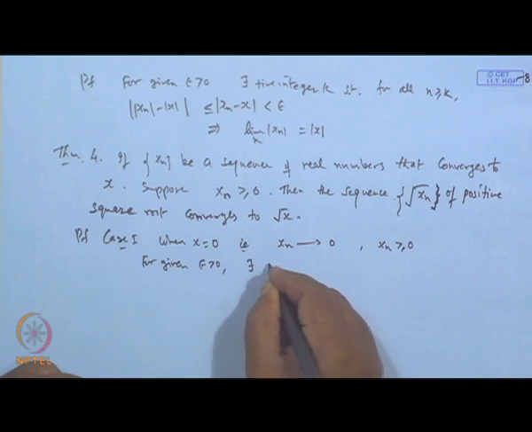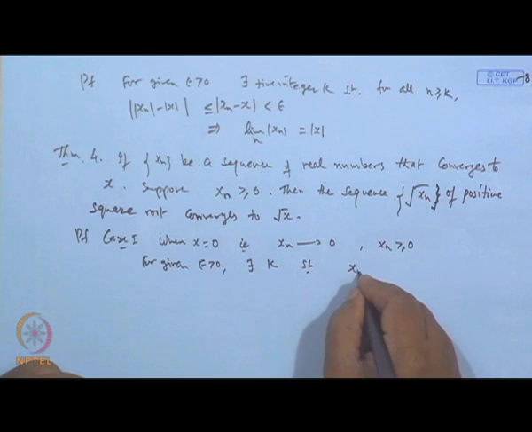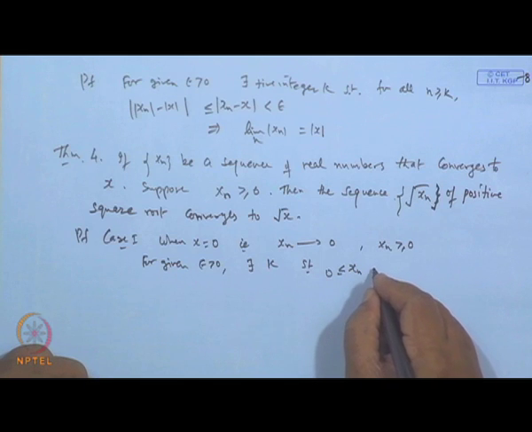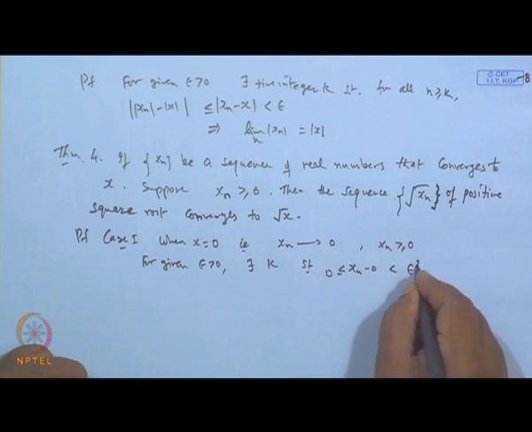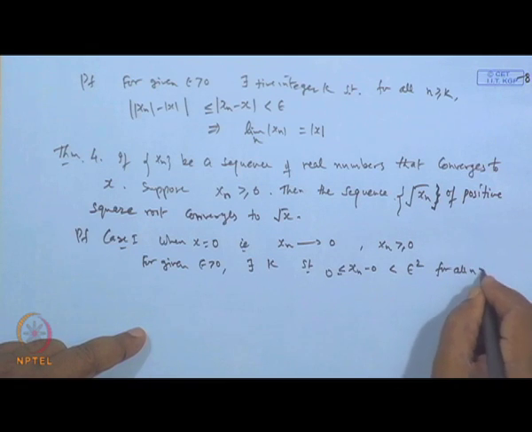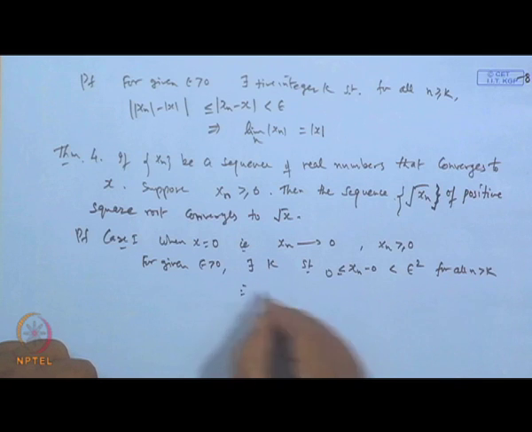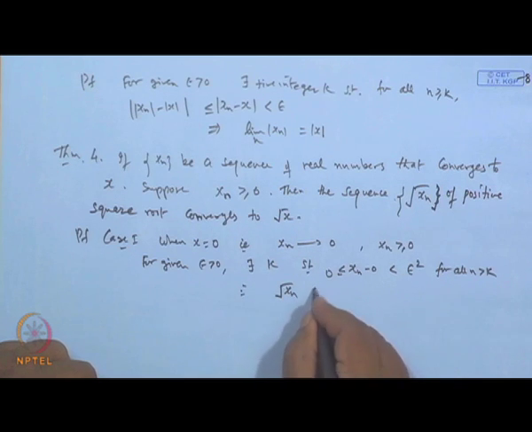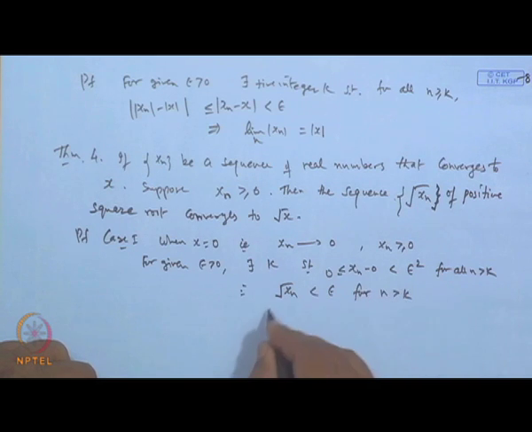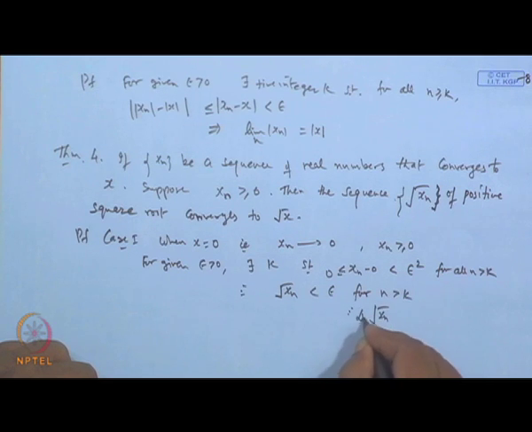So, for a given epsilon greater than 0, there exists a positive integer k such that xn, which is greater than or equal to 0, satisfies xn minus 0 is less than, say, epsilon square for all n greater than k. Therefore, under root of xn will be less than epsilon for all n greater than k. So, the limit of under root of xn, when n tends to infinity, will go to 0.